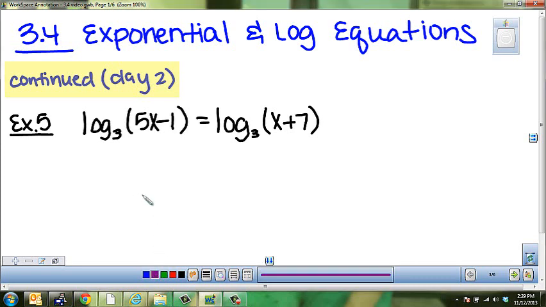All right, this is a video over exponential and log equations. This is a continuation from in class. So we're picking up on example 5.